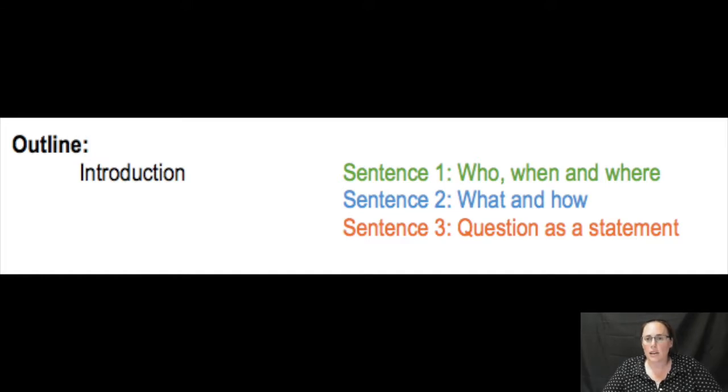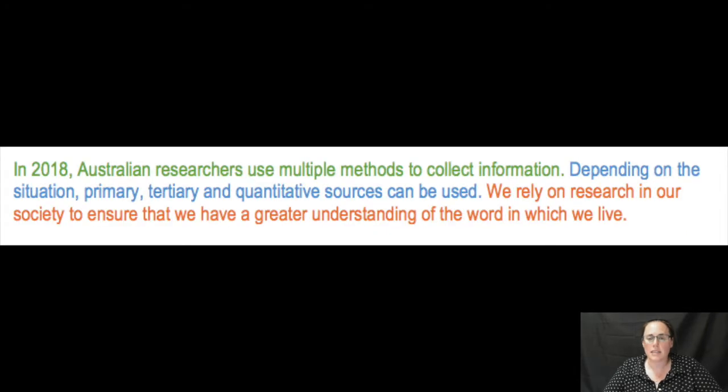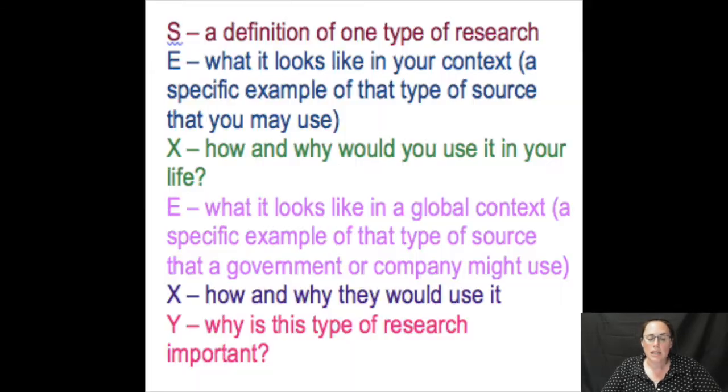The next thing that I would like you to do in that sentence is talk about why and how. So what types of research are you going to talk about in this report, and how can they be used in society? And the last one is a question as a statement. So the question is why we do research, and the last sentence of the introduction is you telling me why we conduct research in society. So what is the point of doing some sort of research?